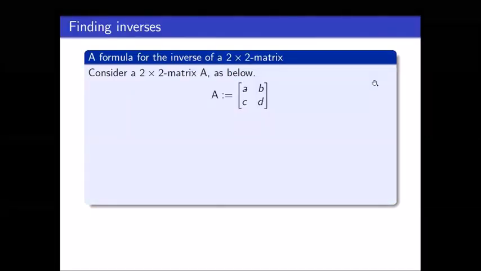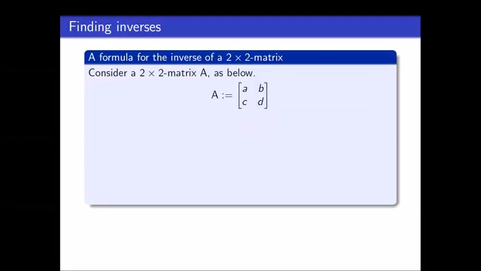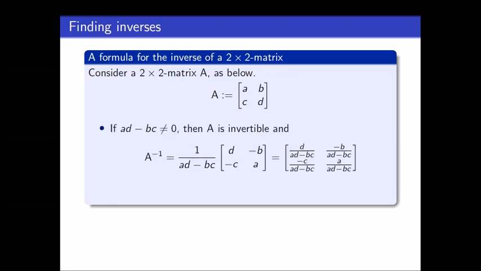Okay, so we're going to start with the easiest of the cases, a 2 by 2 matrix. So assume that we have a 2 by 2 matrix given by entries A, B, C, D. If the quantity AD minus BC is non-zero, so we multiply A and D and B and C and then take the difference and that is non-zero, then A is invertible and A inverse is given by 1 over AD minus BC times the matrix D, minus B, minus C, A.